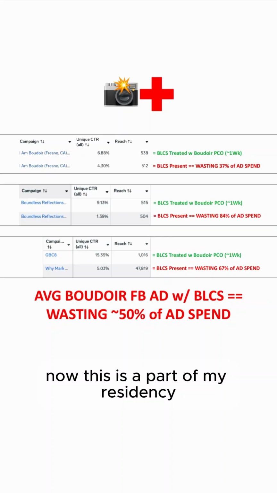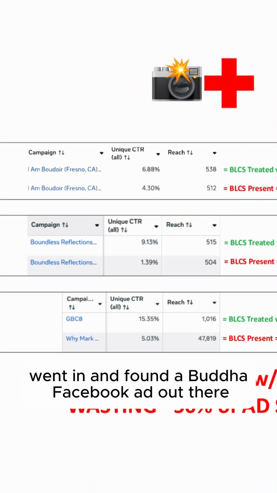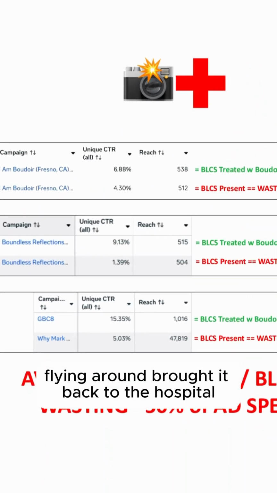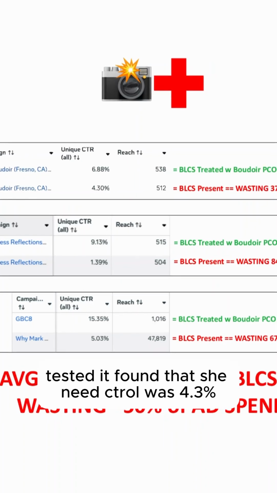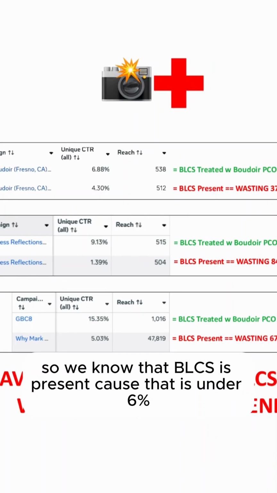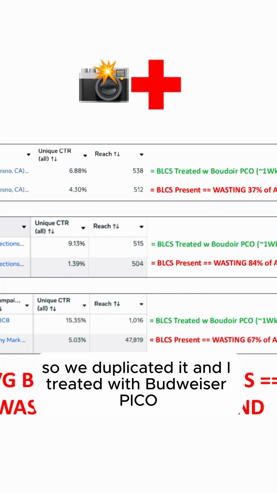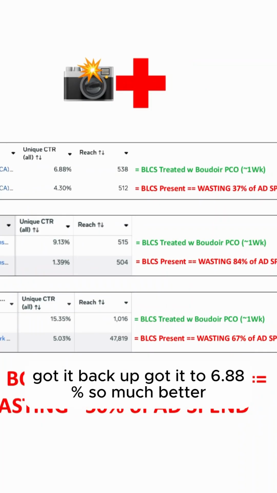Now, this was part of my residency. First part, I went in and found a Boudoir Facebook ad out there, flying around, brought it back to the hospital, tested it, and found its unique CTR was 4.3%. So we know that BLCS is present because that is under 6%. So we duplicated it, and I treated it with Boudoir PCO, took about a week, and got it up to 6.88%. So, much better.